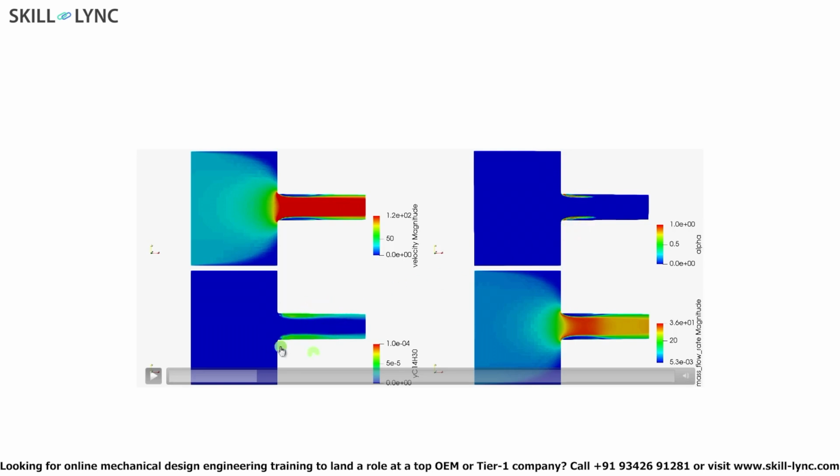Now in this video we are actually showing you the vapor C14H30. Note how before the entrance of the throat there is no vapor, and at the throat the vapor is starting to form and it's just going to flow along.